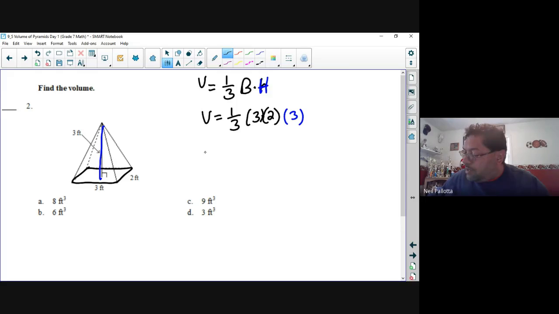So when we multiply 1/3 times 3 times 2 times 3, with a calculator, you would do the whole numbers first. 3 times 2 is 6, times 3 is 9, and then divide that by 3. And when you do that, you'll wind up with 6 cubic feet. Right? That's going to be 6 cubic feet, right, for volume.